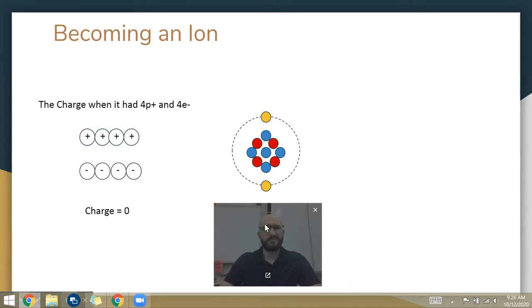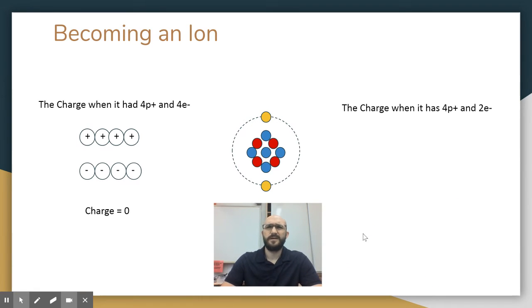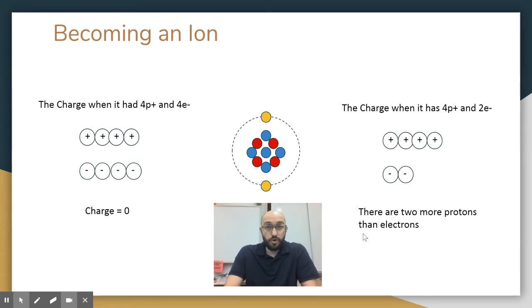But now that it's an ion, it has 4 protons and only 2 electrons. So 1, 2, 3, 4 protons. We can't change that, but we've lost 2 electrons. We now only have 2. But we have now 2 more protons than we do electrons. So we have more protons, which means our charge is positive. We have 2 more protons, which means the charge is positive 2. We lost electrons, so our charge is positive. Because we have 2 more protons, the charge is positive 2.